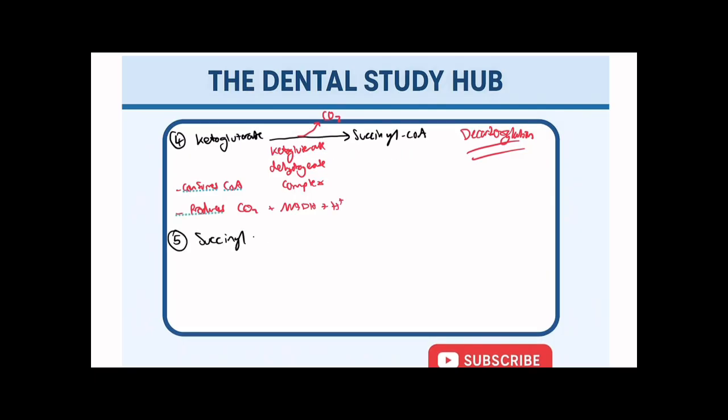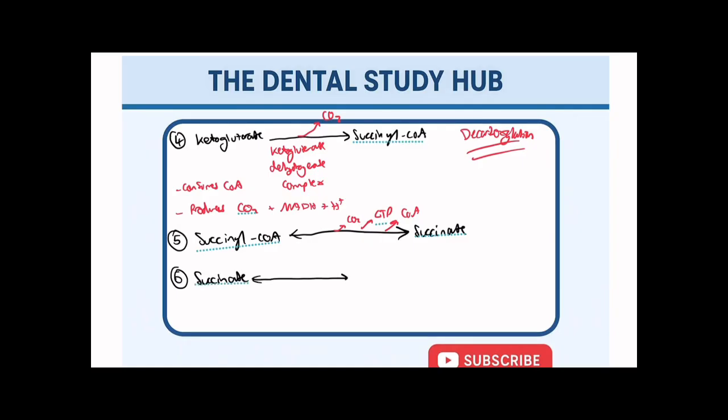Let's look at number 5 now. Succinyl-CoA is going to be reversibly reacted into succinate. And this reaction is going to give out carbon dioxide, GTP, and coenzyme A. This reaction is reversible, and we're losing coenzyme A, and it's the only reaction that gives out GTP, which is an energetic molecule.